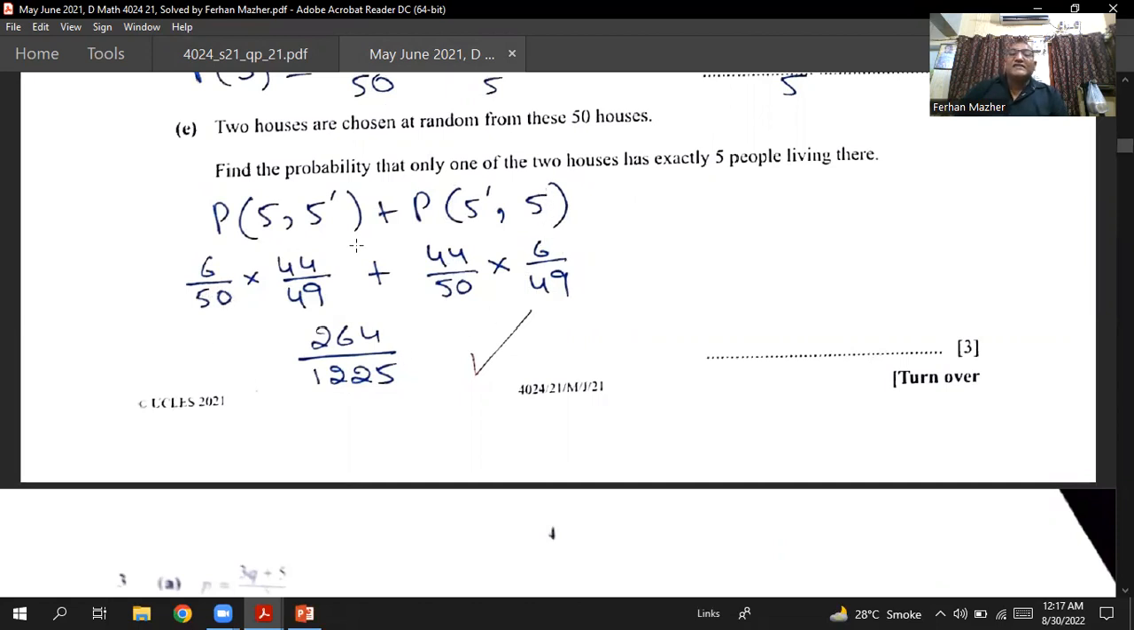When you add this on your calculator, because this is paper 2 and the calculator is allowed, use your calculator. So 264 divided by 1225. When you write this in your calculator, the answer will be 264 divided by 1225 in fraction.